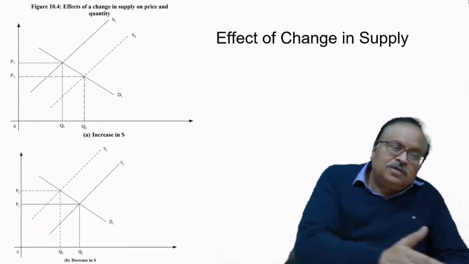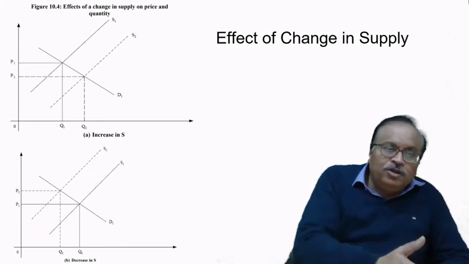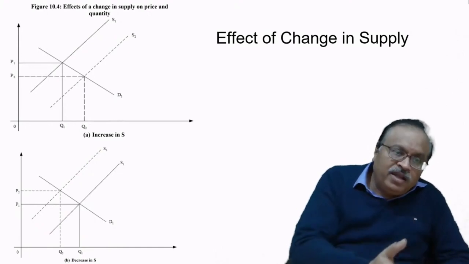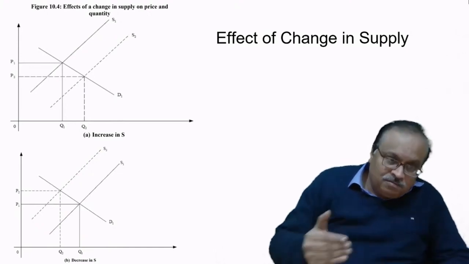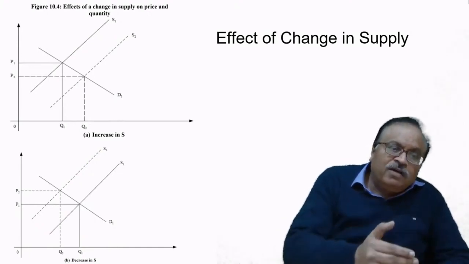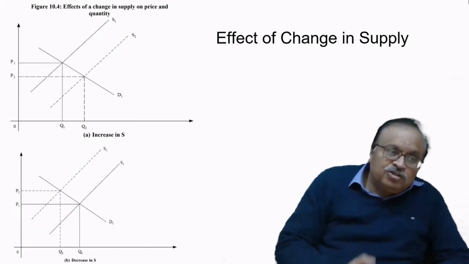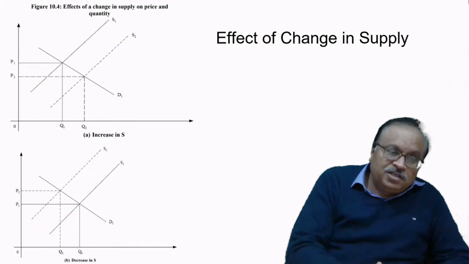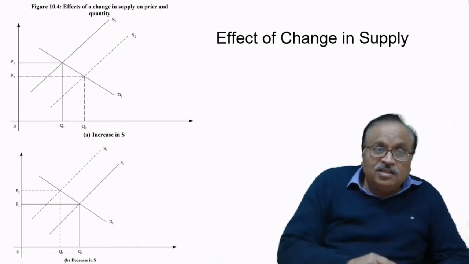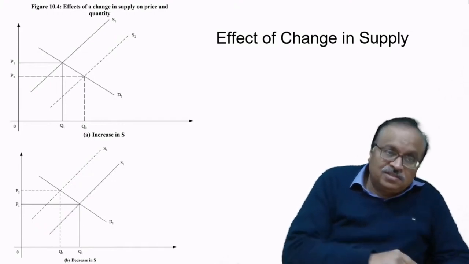We have the supply line S1. Then what we do? We have a new supply line which is less than the existing supply line. So what happens, since the demand increases because the supply is now less, the price also gets increased. Since supply is less, the quantity sold will be less.